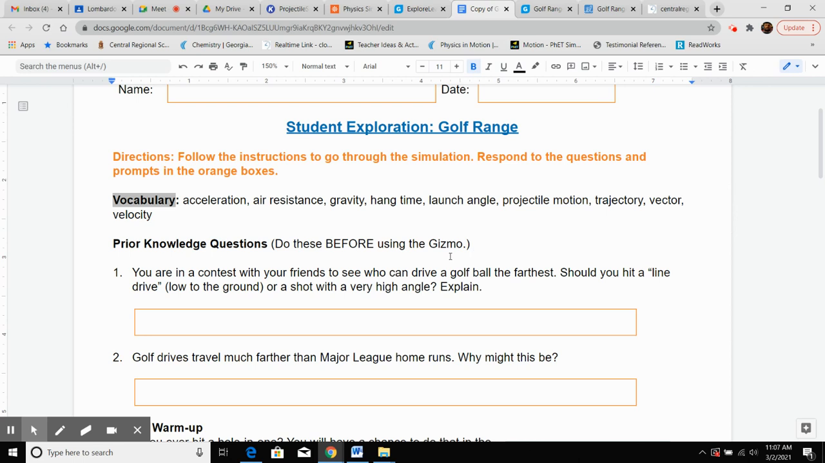And then projectile motion is going to be our biggest new thing. So before we get to the meat of this, you're going to answer these 2 questions to the best of your ability. You're going to contest with your friends to see who can drive a golf ball the farthest. So would you want to hit more of a line drive, a ball that's relatively lower to the ground, or a shot with a very high angle? And explain.